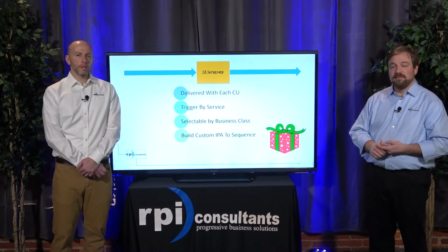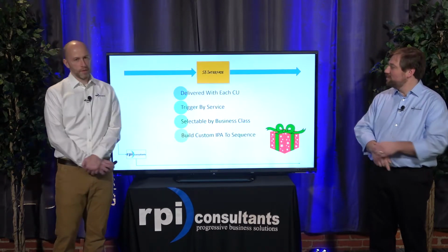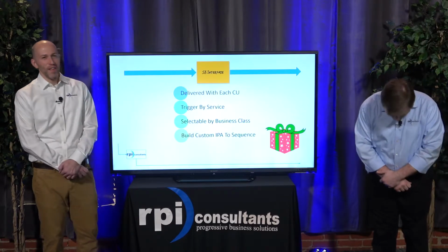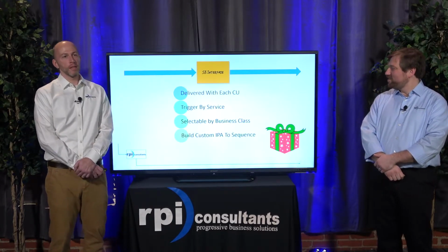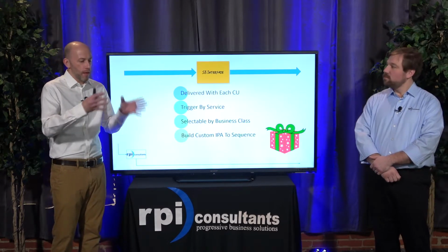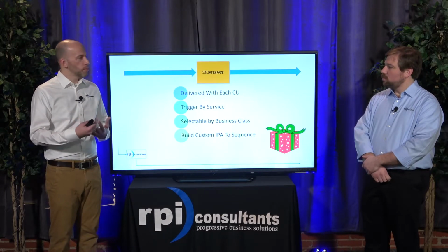All right, so let's talk a little bit about the S3 interface. So this is Infor's gift to you. This is delivered with the CU, delivered with the application. And this is the interface that takes all of that GHR data, all of your system of record data, and passes it down to Lawson S3 so that you can run payroll or extract your benefits if you're still running benefits out of there. It is triggered by a service, and it's selectable by business class.